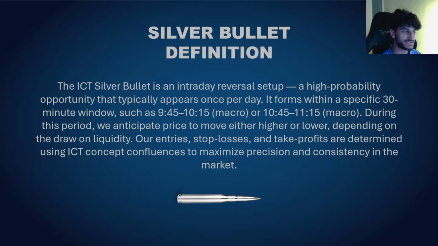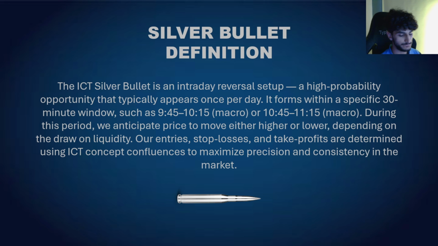It forms within a specific 30-minute time window, such as the 9:45 to 10:15 macro or the 10:45 to 11:15 macro. During this period, we anticipate price to move either higher or lower, depending on the draw of liquidity on the day. Our entries, stop losses, and take profits are determined using ICT concept confluences to maximize precision and consistency in the market.